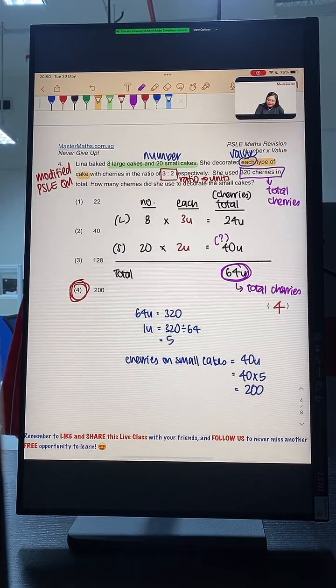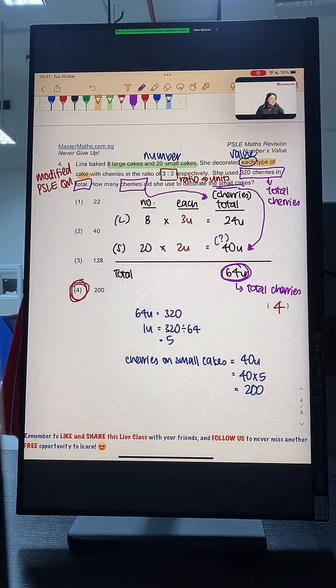320 cherries in total, which is your total 64 units. 24 plus 40, 64. Okay, so 64 units is 320. 1 unit will be 5. The cherries on the small cake: cherries, go to the cherries column; small cake, go to the small cake row. This will give you 40 units.